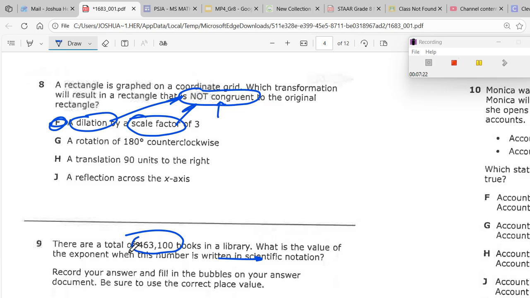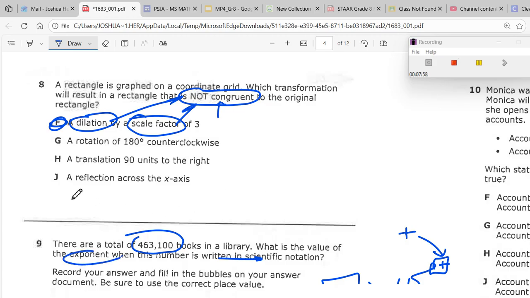Okay, this one over here is saying the total of this much books in scientific notation. So the number is 463 and then 100. To write it in scientific notation, it has to be a number between 1 through 10 times 10 to some power. The power is going to be positive because it's a big number. I would put the decimal here and move it 1, 2, 3, 4, 5. So this number would be 4.63 times 10 to the 5th power. Okay.